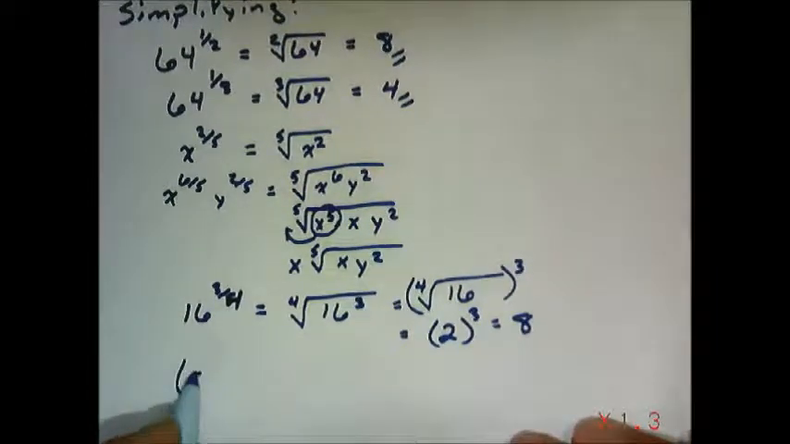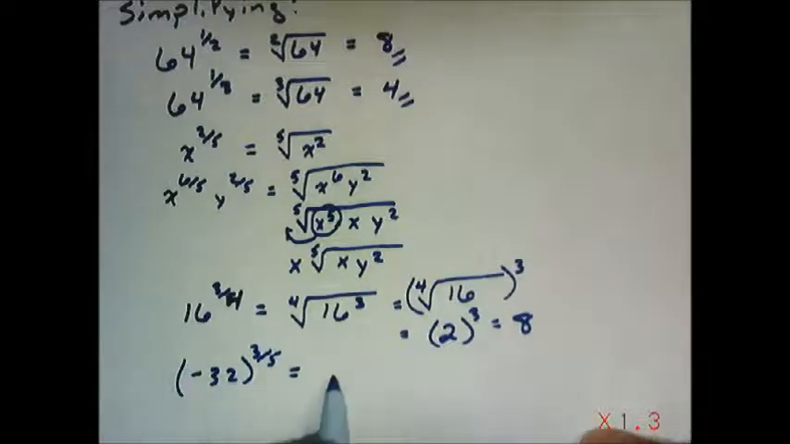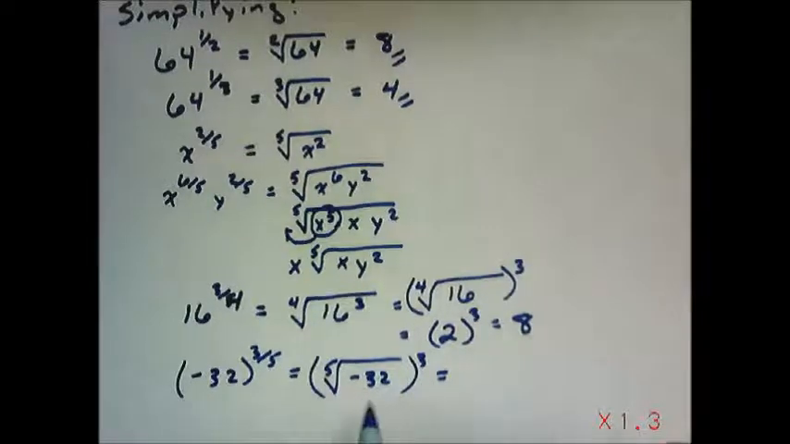Let's go ahead and take another look at one of those. If I have negative 32, say to the 3/5 power, I'm going to take the fifth root of negative 32. I'm going to take that all to the third power. The fifth root of negative 32 is negative 2, and that's going to be to the third power. Negative 2 to the third gives me negative 8.